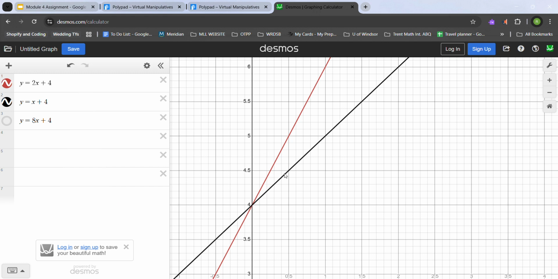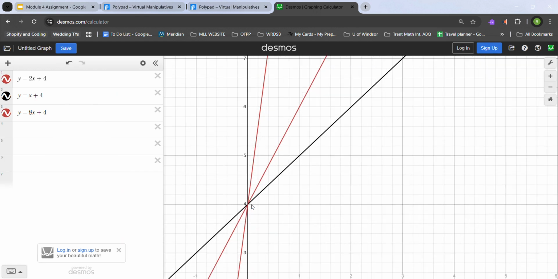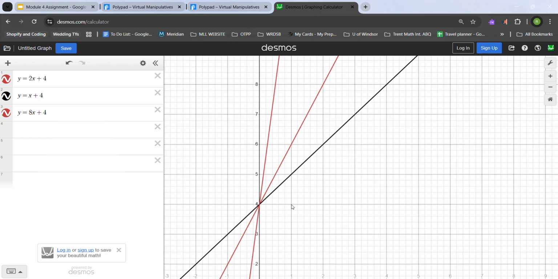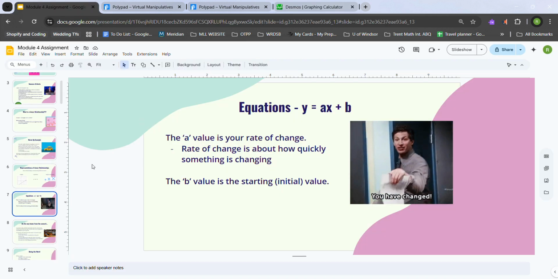And in this one, our rate of change is even steeper. As you'll see, we go over 1, and then the next point to line up with that is all the way 8 higher, which you'll see in the equation 8x. So that a value, as we talked about, is our rate of change, and our b value is where we start on the y-axis, right?